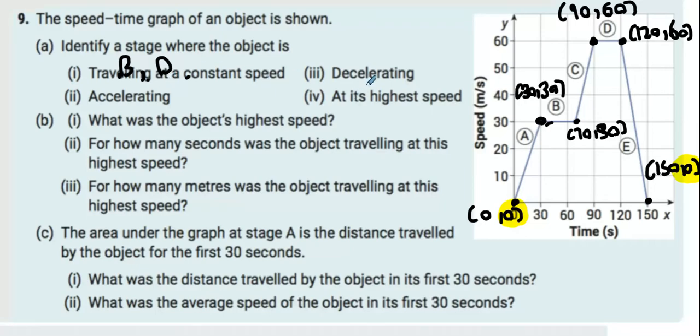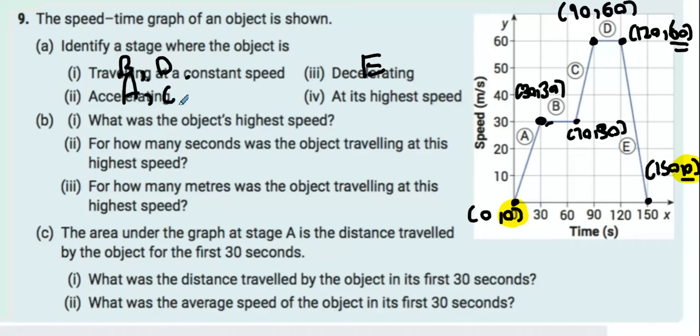When do you decelerate? You went from 60 down to 0. What does that mean? You got slower, didn't you? Which means you decelerated. So what's that mean? E. Excellent. What about acceleration? When you get faster? A or C, because you're getting faster.